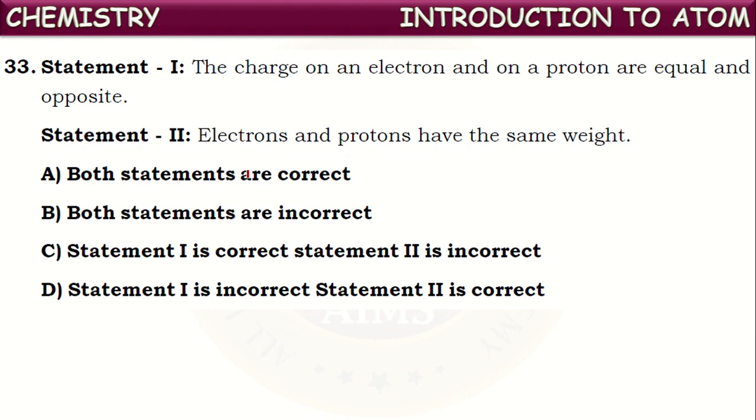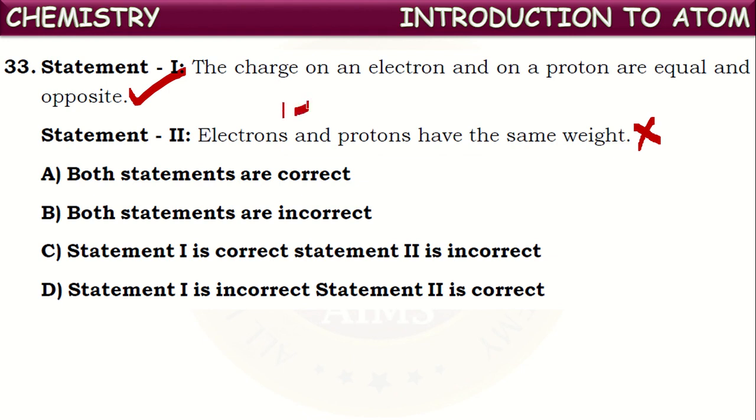Statement 2, what is it going to say? Electrons and protons have the same weight. Is it correct? This is a correct statement, but here it is an incorrect statement. Observe once, mass of electron and proton are the same. No, because the mass of an electron is very much smaller than that of a proton.